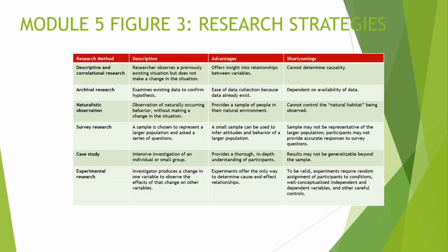This slide is actually Figure 3 in your textbook. And it just shows you the various methodologies that we had spoken about, right? The descriptive and correlational research, archival research, naturalistic observation, survey, case study, and experiments. It's going to show you the description, the advantages, and the disadvantages. So it is everything that we had just talked about in the previous slides. It just makes it more succinct in this one table or in this one figure if you wanted to use that later on as you were studying.